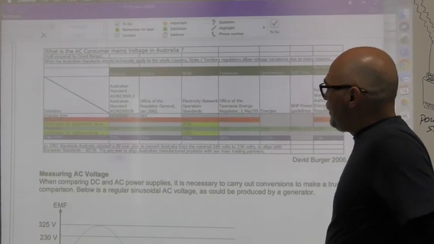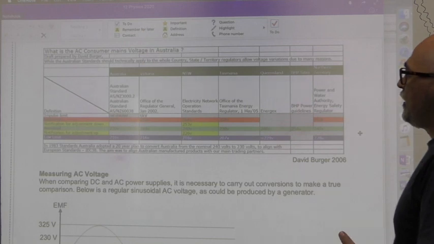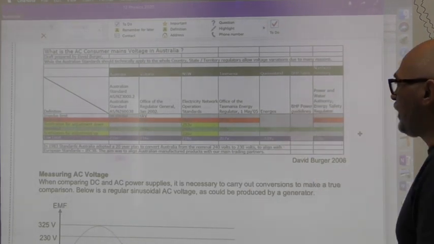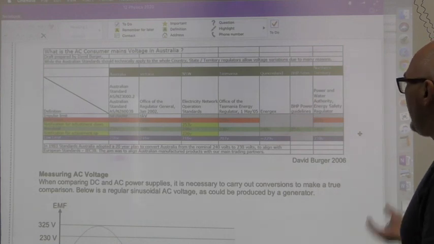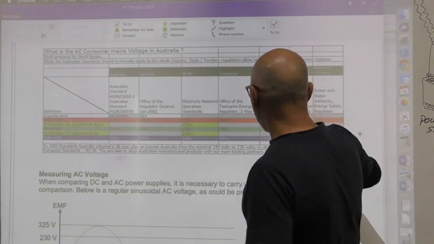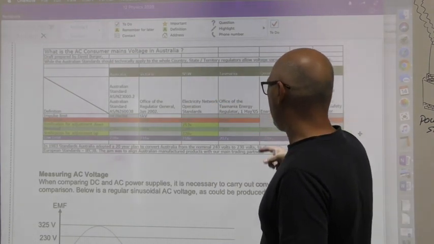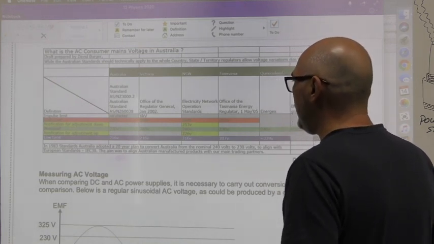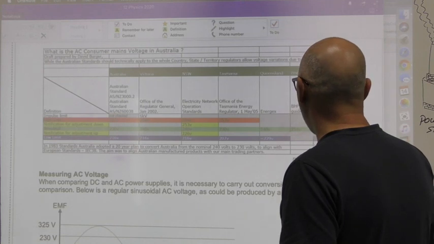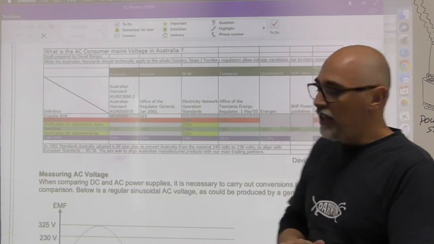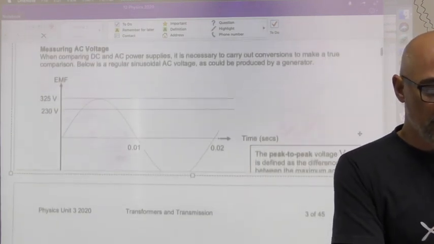This table here gives you the Australian standard for how voltages are provided and basically what their limits are, okay? You can have a read of that, but generally what it's telling us is how each state looks slightly different here and there. In the end, it all kind of turns out to be around 240 volts. Now, there's a term that we use when we're talking about 240 volts.